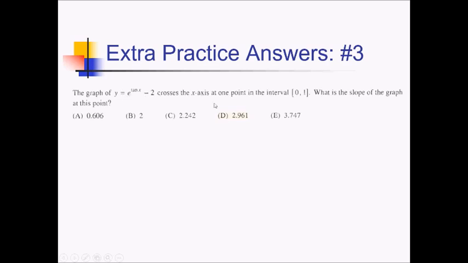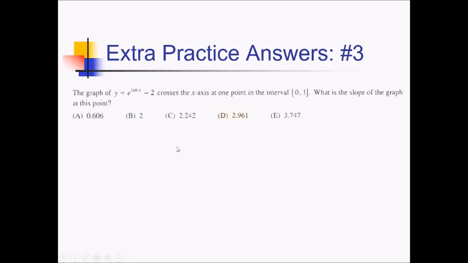For this problem, we're told that the graph of y equals e to the tan of x minus 2 crosses the x-axis at one point between 0 and 1. Okay, well, we're going to use the grapher. We're not going to take their word for that. We'll check it out. We want to know the slope of our graph at this point. So I basically need to figure out the x-intercept of this function that happens to fall between 0 and 1, and then I need to take that x value and plug it into the derivative of this thing.